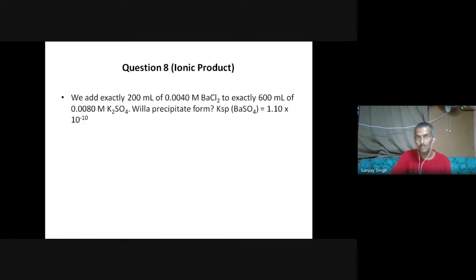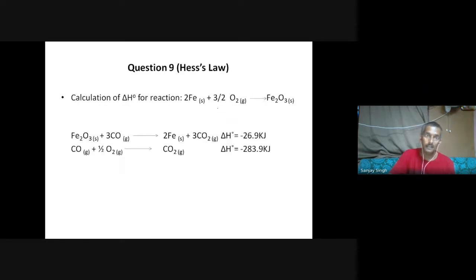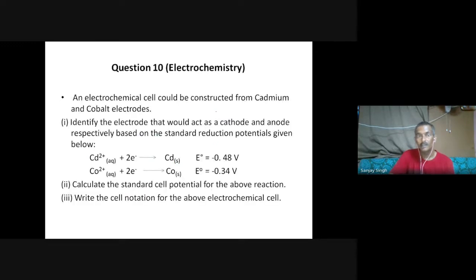Question number 8 is left. This was on the ionic product of water, whether the precipitate will form or not. Then this was on Hess's law, to find the heat of the reaction. And then question 10 was based on the electrochemical cell, where you have to find the cell potential, write down the cell notations, and find the cathode and the anode.